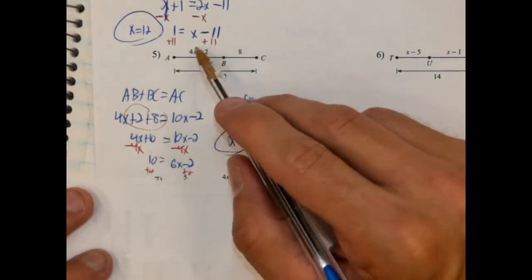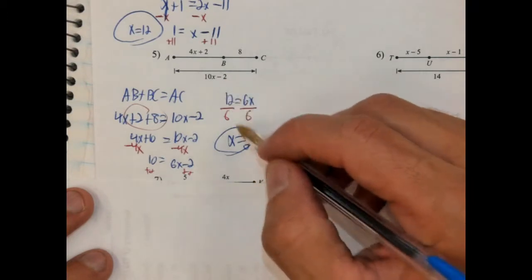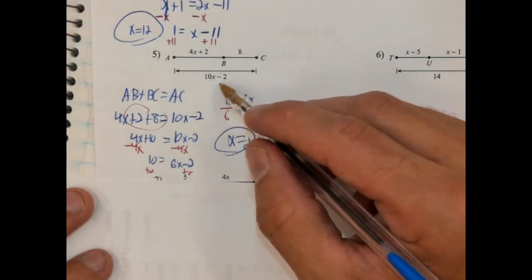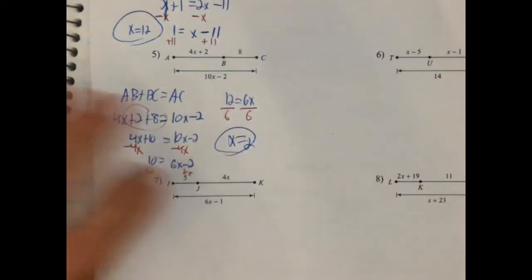Let's check that again. So 2 times 4 is 8. 8 plus 2 is 10, so 18. And then 2 times 10 is 20. 20 take away 2 is 18. That works. Cool. Last one on this side.